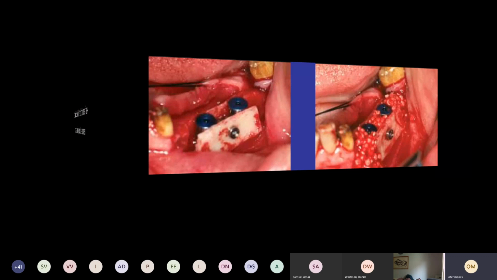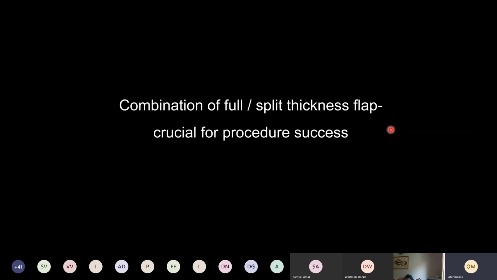I don't suggest you do this technique in the first case, because it's unpredictable. You don't know what will come out of it. And let me just again stress it for you: use a combination of full and split thickness flap. The full should be the area where you put your sutures in, and the split thickness is the area usually in front of the mucosa, which will allow the mobility of the flap in order to close it without tension.